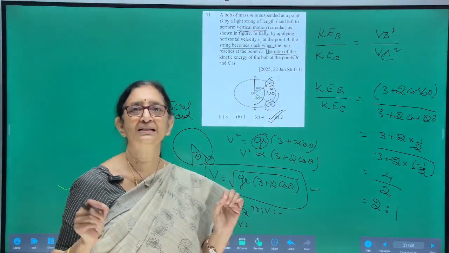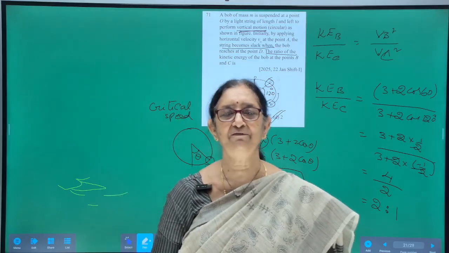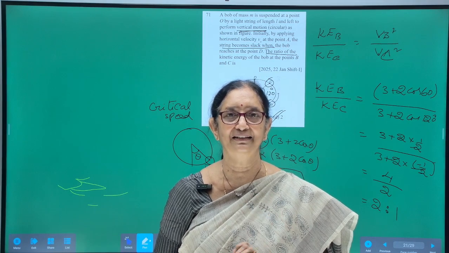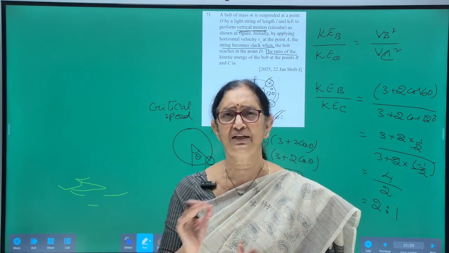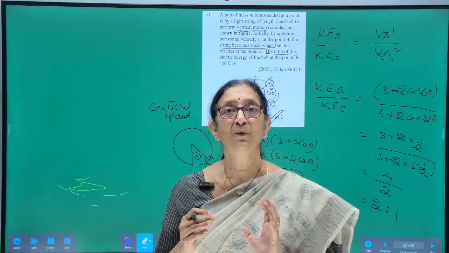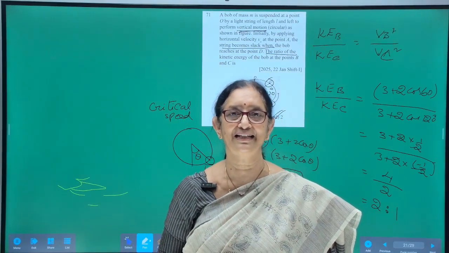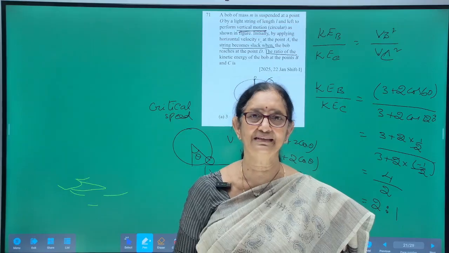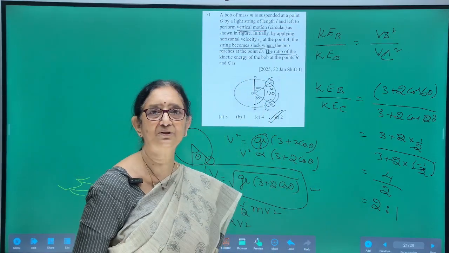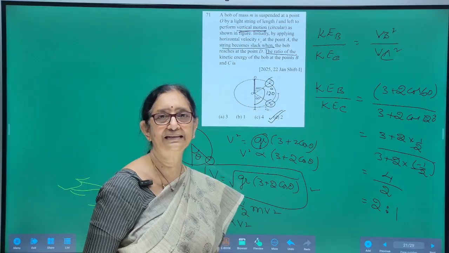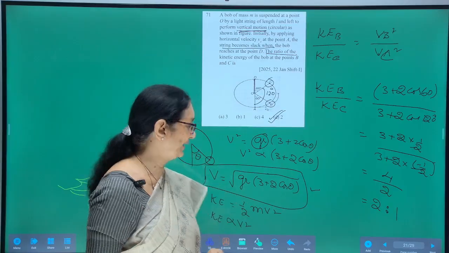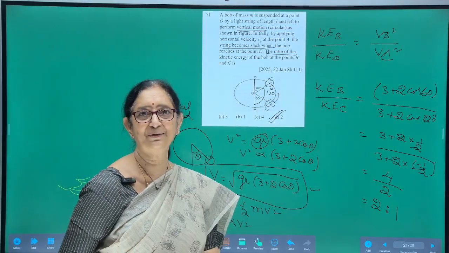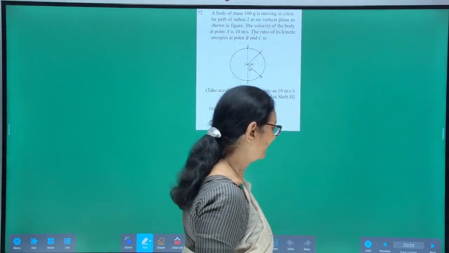Is it okay? Here it is very simple. In case of a body moving in a vertical circular path with critical velocity, that is, if it is just negotiating the vertical circle where the string is about to slacken at the highest point, then the velocity at any position making an angle theta is square root of gR into (3 plus 2 cos theta). As kinetic energy is proportional to v square, kinetic energy is proportional to 3 plus 2 cos theta. From that we could solve the problem very easily. Move on to the next.